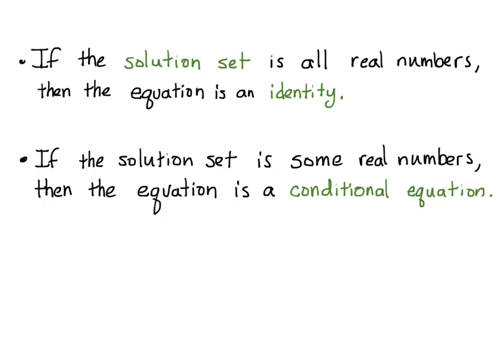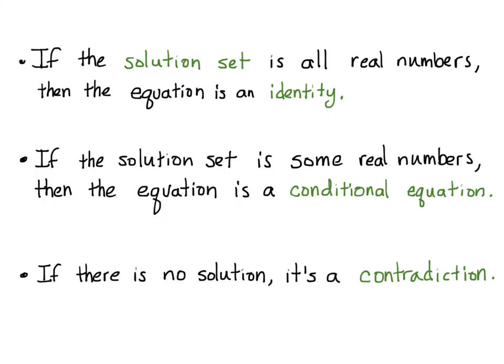Okay, now if we have a solution set that includes only some real numbers, we call this equation a conditional equation. So an equation is true only if, and here's the condition, you have certain values for x. Only certain values are a part of that solution set. And then of course the only other possible case that we have is if there's no solution, we'll call it a contradiction. And it's possible you have equations that simply have no solution.